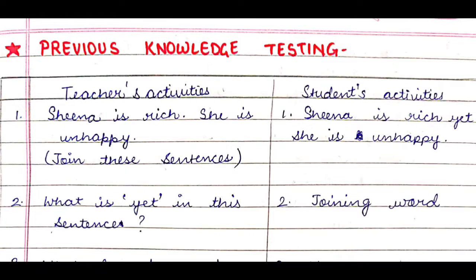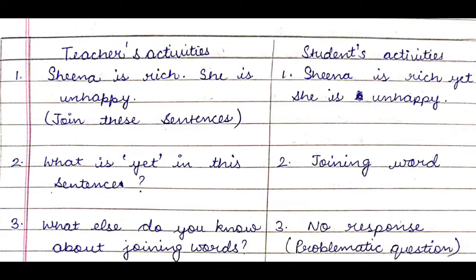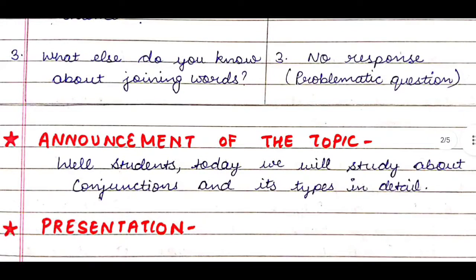Okay, so first question is, Sheena is rich, she is unhappy. Okay, and then the teacher will say join these sentences. So students know conjunction, so they'll say Sheena is rich yet she is unhappy. Okay, then teacher will say what is yet in this sentence, so they'll say joining word. Now we'll say what else do you know about joining words, so there will be no response because it is a problematic question.